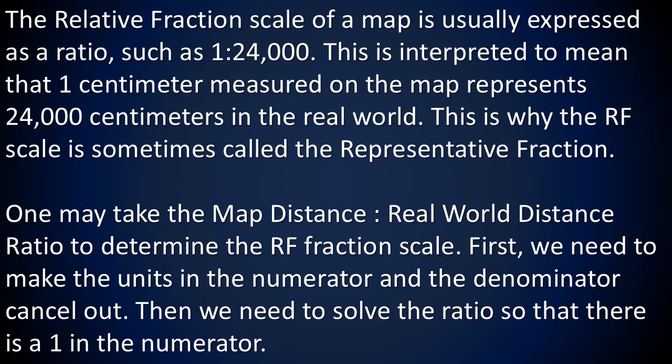The relative fraction scale of a map is usually expressed as a ratio, such as 1 to 24,000. This is interpreted to mean that 1 centimeter measured on the map represents 24,000 centimeters in the real world. This is why the RF scale is sometimes called the representative fraction scale. One may take the map distance to the real-world distance ratio to determine the RF scale. First, we need to make the units in the numerator and the denominator cancel out. Then we need to solve the ratio so that there is a 1 in the numerator.